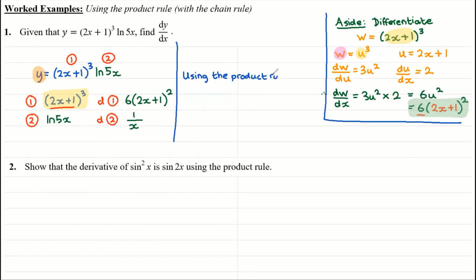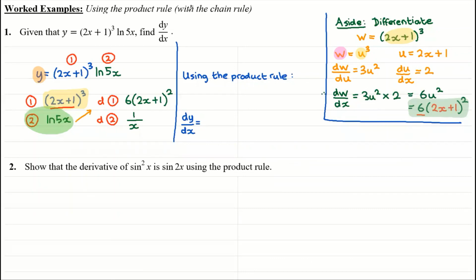And what's nice about the product rule is once you've got all the constituents, those 4 constituents done, the 1, the 2, the D1, the D2, we just have to stick them all together. So dy by dx is going to equal... And remember what I said, start with function 2. So we'll always start with this one, that I'm highlighting in green now, and then go diagonally like that. So let's write them all out.